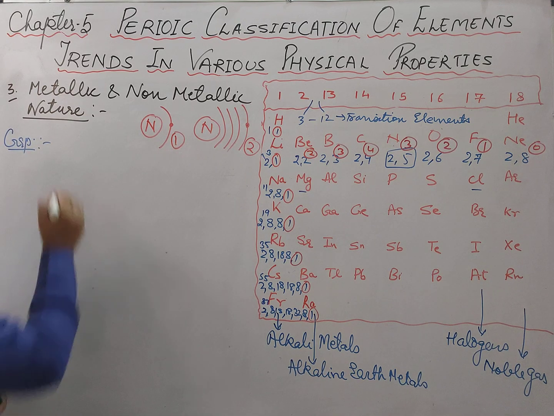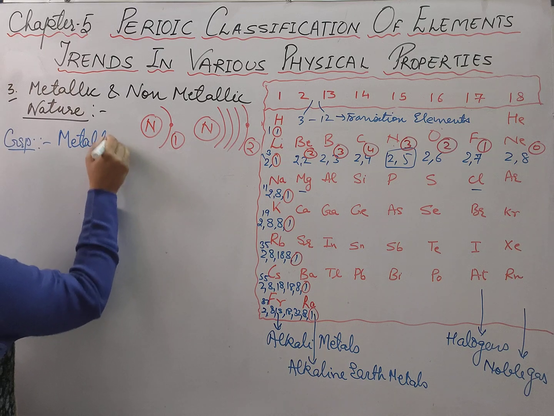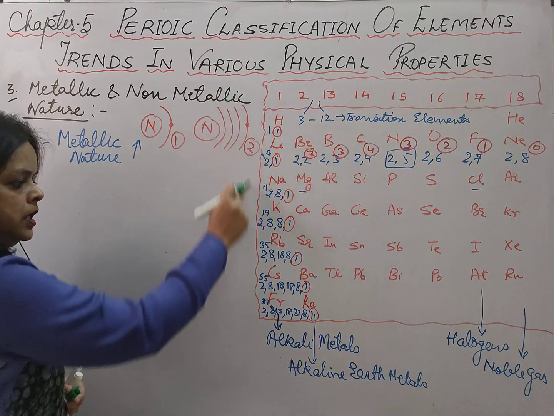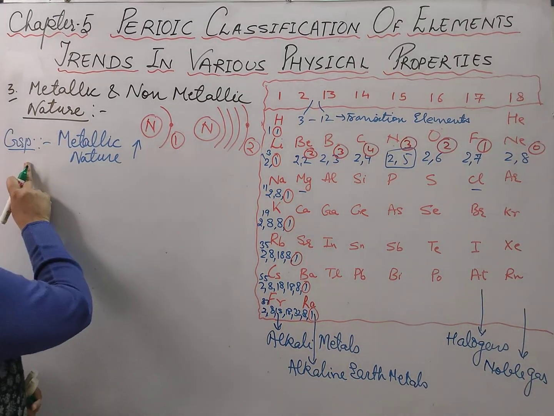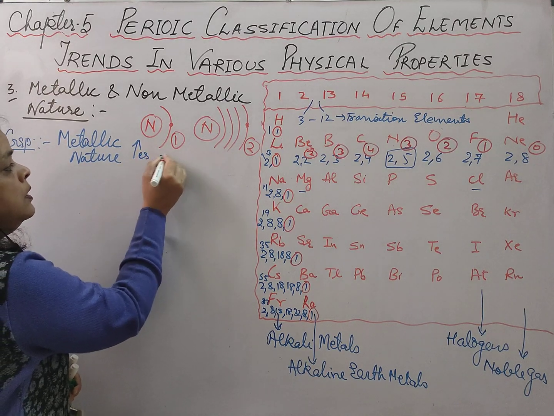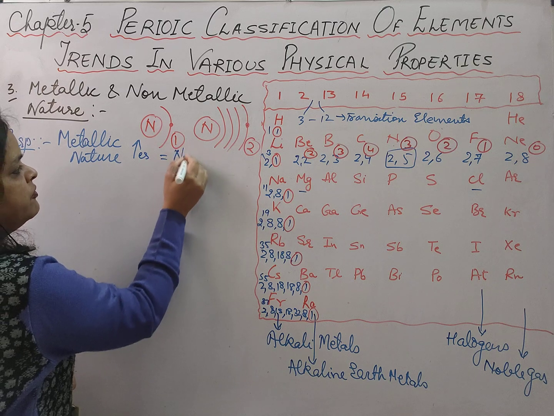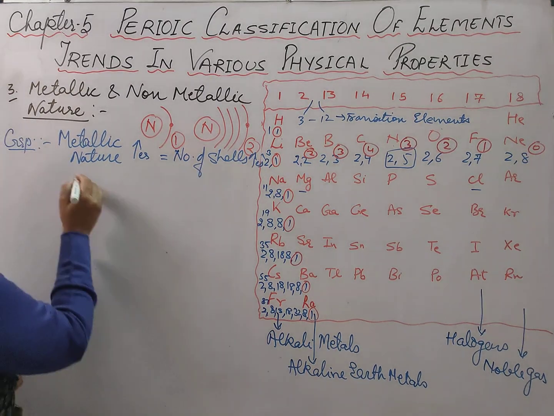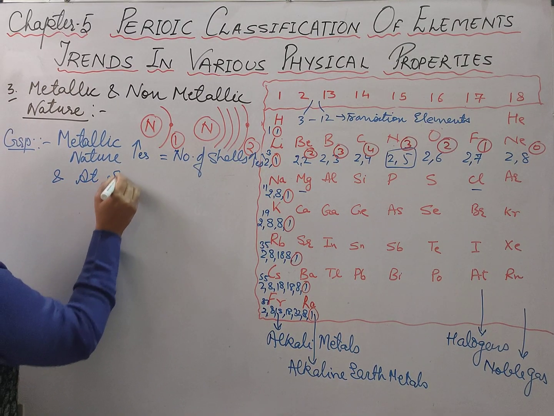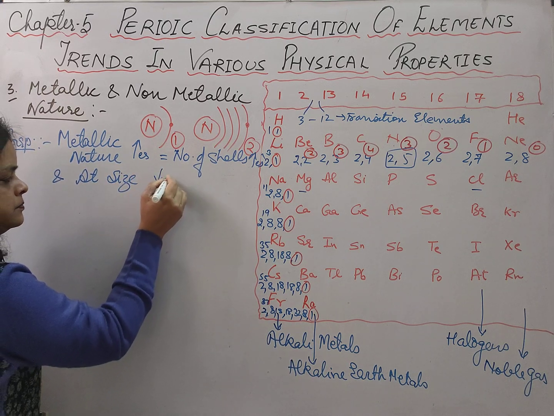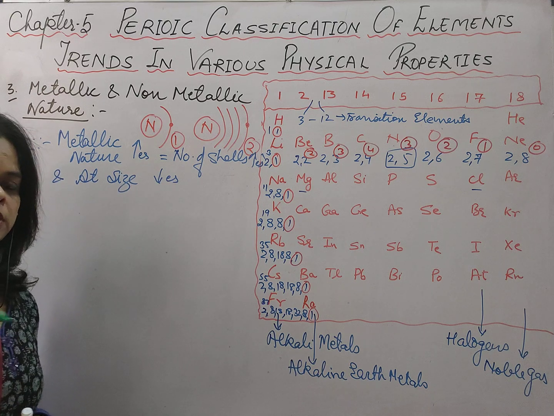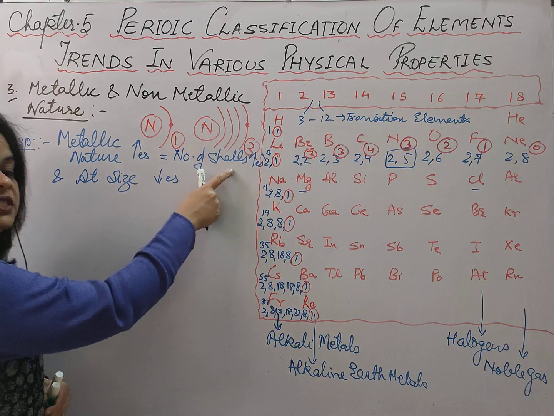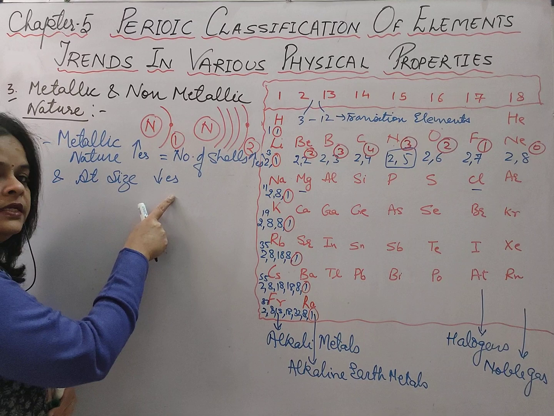In a group, the metallic nature increases when we move down in a group from top to bottom. Okay, in a group the metallic nature will keep increasing. Why will it increase? What is happening to the number of shells, son? The number of shells increases and the atomic size, what is happening there? Decreases. As the atomic size decreases. So whenever they ask you the trend, you just write these three points: metallic nature increases. Why? Because the number of shells is increasing as the atomic size is decreasing.